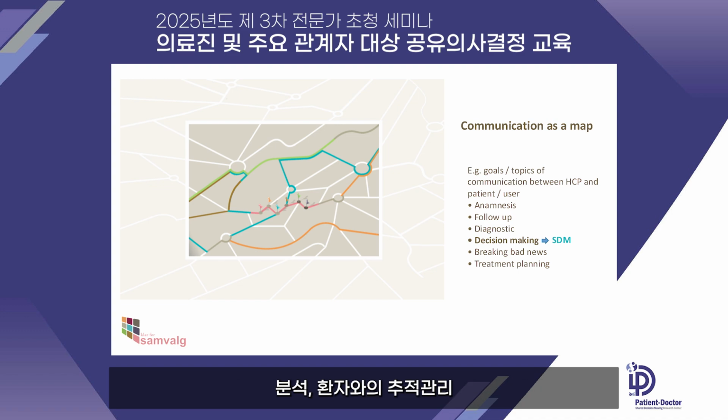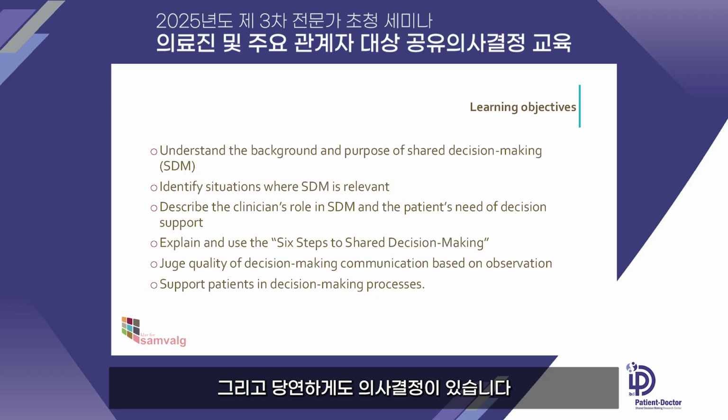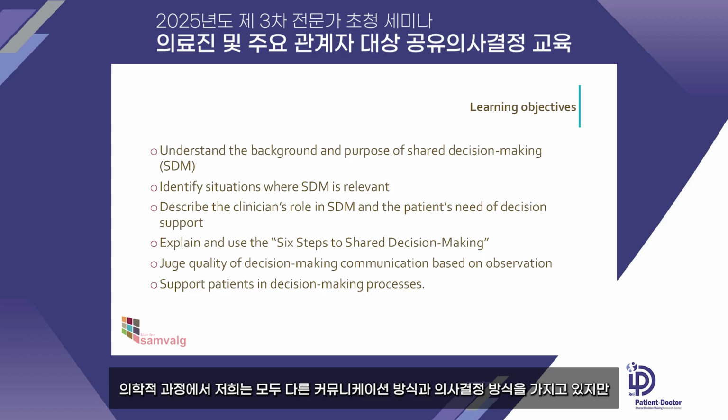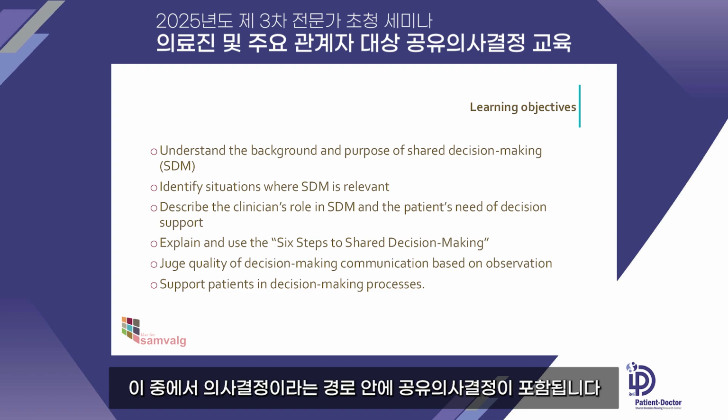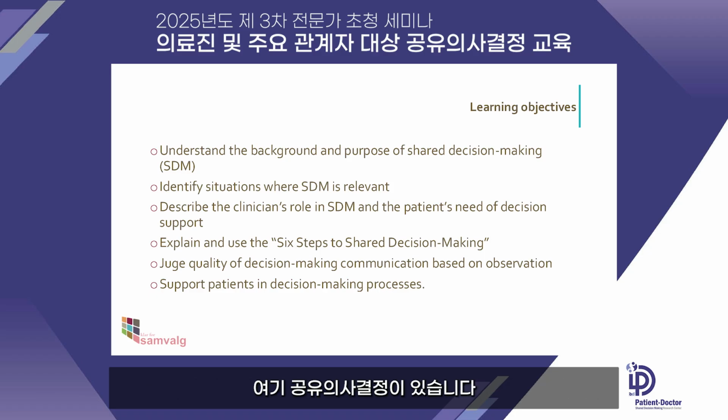We have anamnesis, we have follow-up with our patients, we have diagnostics, it's a way of communicating. We have breaking bad news, so telling the patients about bad news. And we also have treatment planning. And of course, we also have decision making. So within health, we have different ways of communicating, and decision making is one path. So we can see this pink path, this could be the decision making path. And here we have shared decision making.